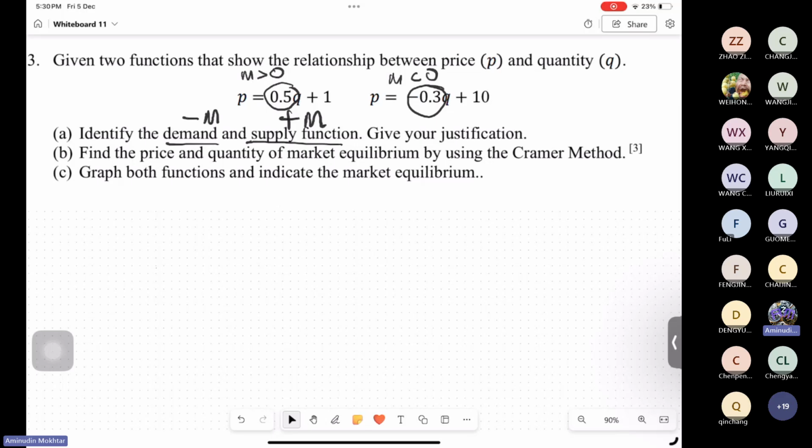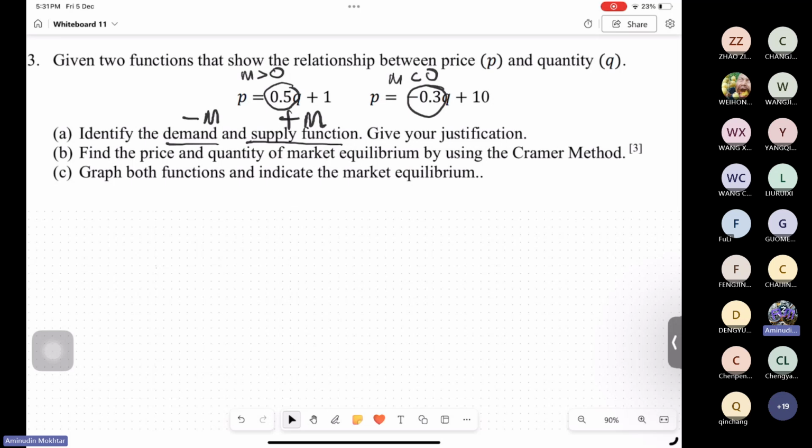In other words, the equation with positive slope is a supply function, because the positive slope represents the positive relationship between P and Q. That's close to the supply. The equation with the negative slope we can consider as a demand function, because the negative slope reflects the negative relationship between the variables in the equation.